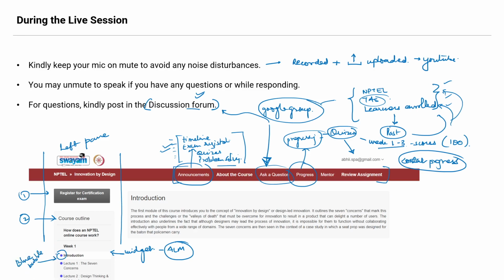If the blue bubble is seen, it means that you have gone through the content. If it is an empty bubble, it means that you have not seen the content. These are basic visual clues to help you understand whether you have gone through the content or not.